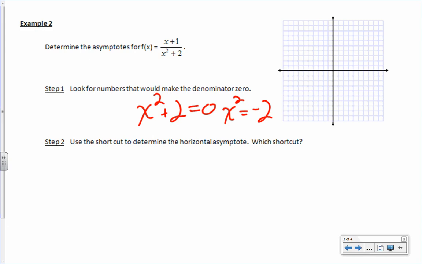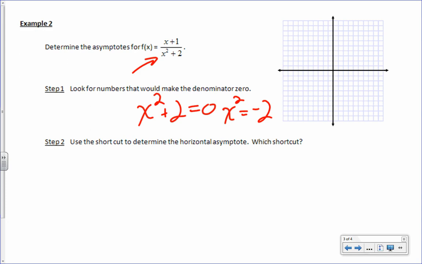Or positive and negative square root of -2, technically, right? But that's an imaginary number, correct? So as far as real numbers are concerned, are real numbers all in the domain of this function? Am I allowed to plug in all real numbers? Yes, because the only number I'm not allowed to plug in is imaginary. So that means I can plug in any real number I want.